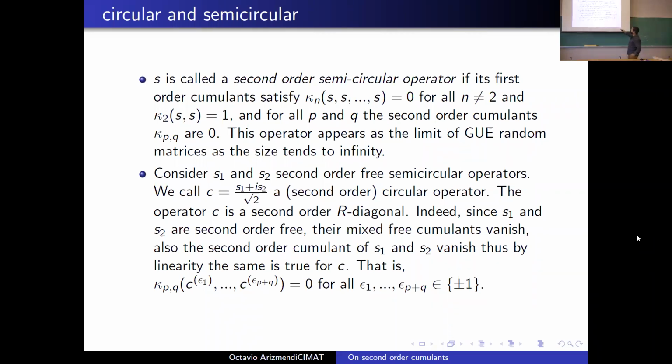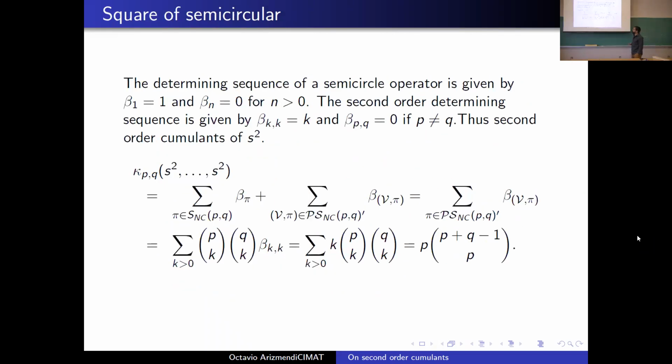And if I can do this, I can do this in random matrix theory. Maybe the first observation is, can I calculate what is C squared? Like Wishart. Here there's a difference if I take a complex one or a real one. I can actually calculate them using the formulas I did before. This is just the moment-cumulant formula, because I know the determining sequence is very simple: B1 is 1, and then the rest is 0.